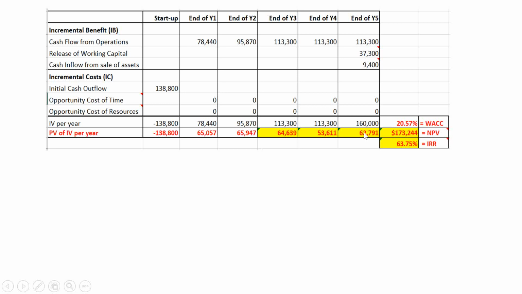But what we can do is put different numbers in discounting these cash flows. See, currently when we put 20.57, all of this is more than this. So you use a higher number. Then these numbers come down, until you drive this to 0.